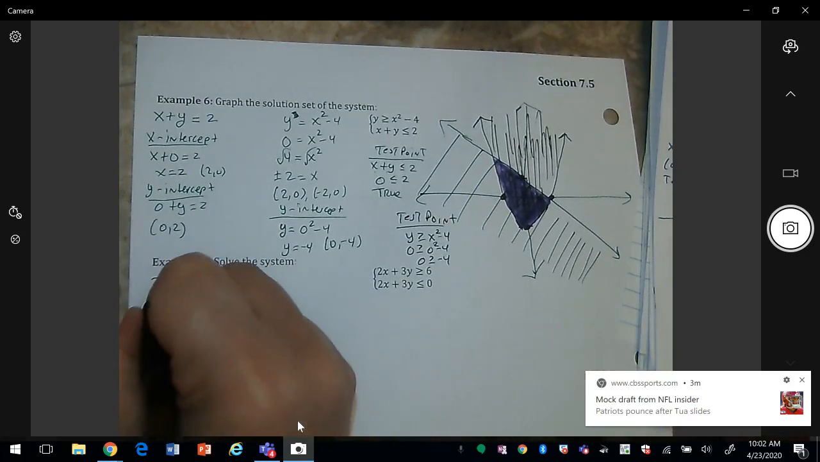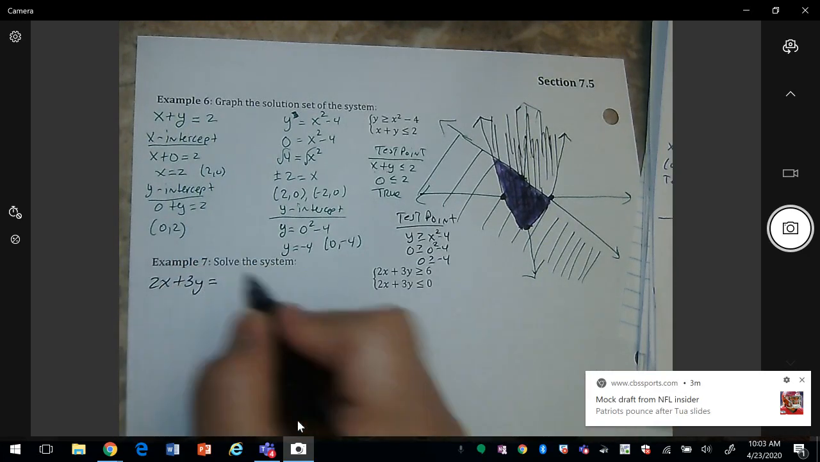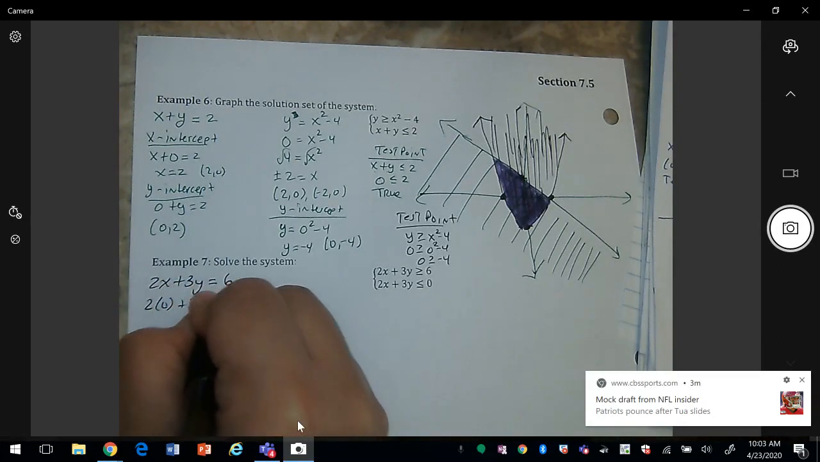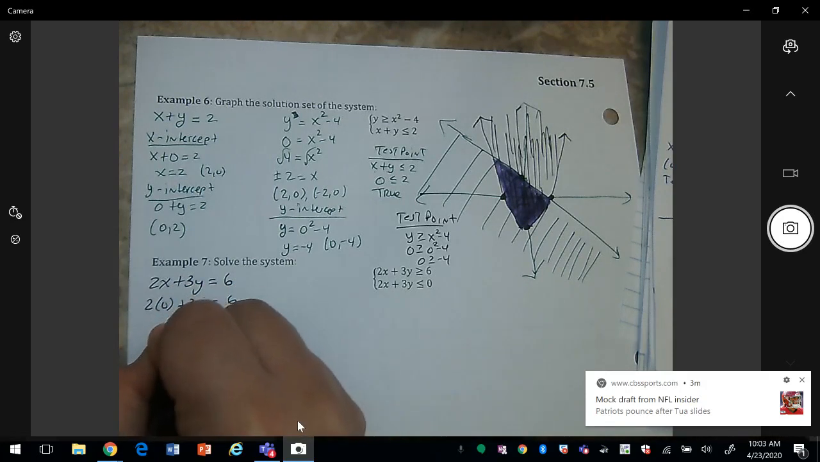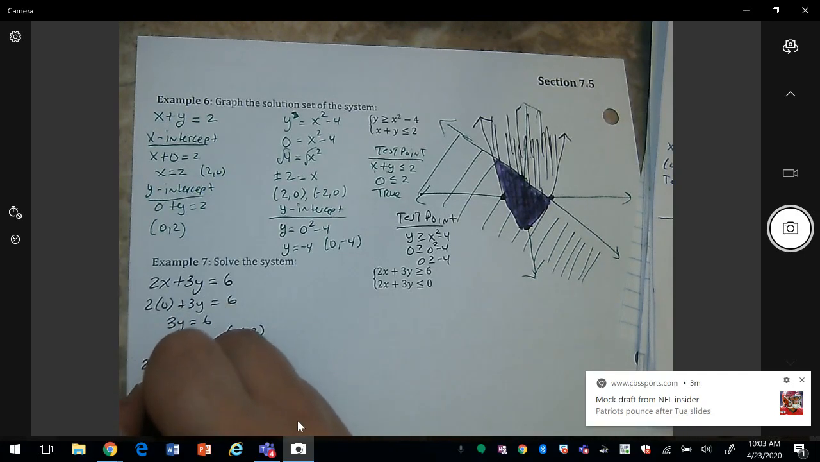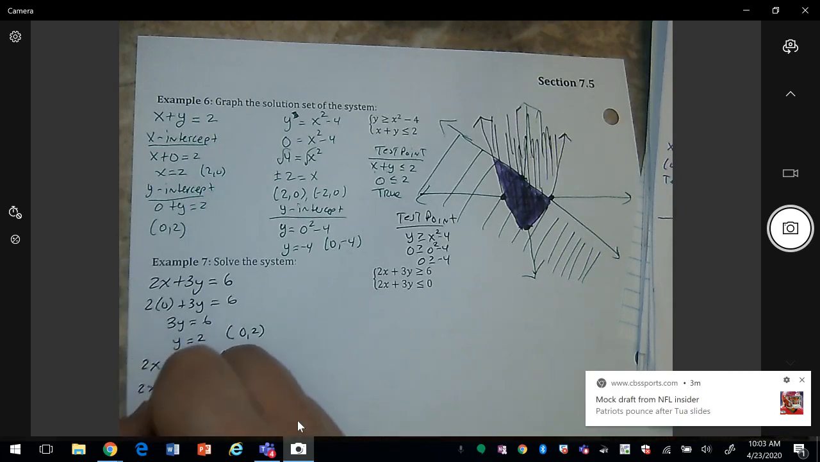We have 2x plus 3y. I'm going to change my inequality to an equal sign. If I find my y-intercept, I let x equal 0. So 3y is equal to 6. That means y is equal to 2. And if I find my x-intercept, I let y equal 0.